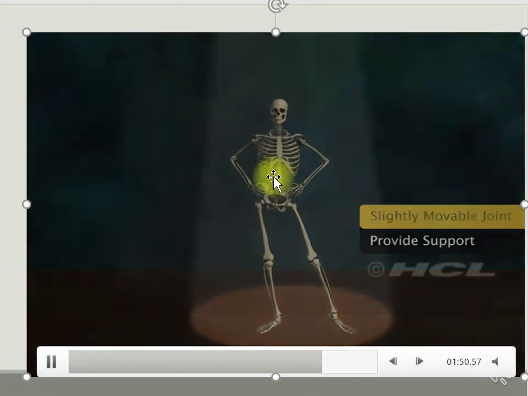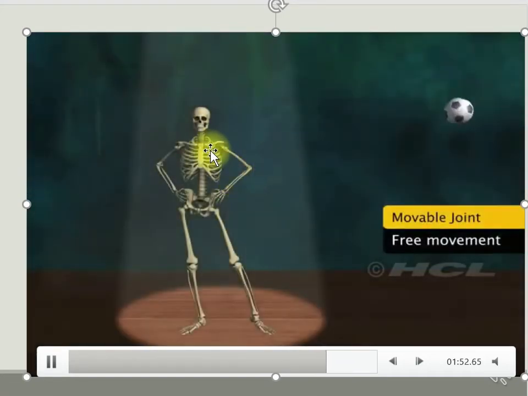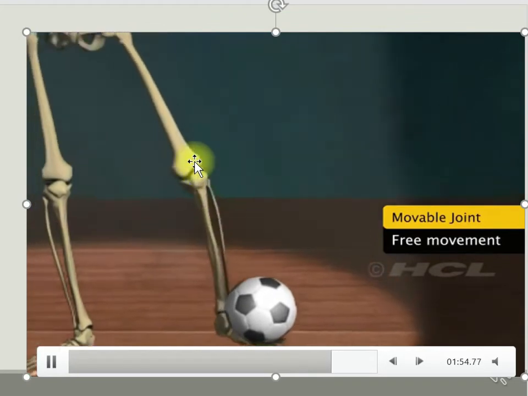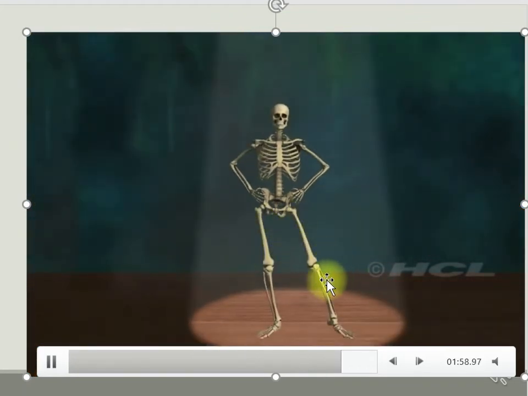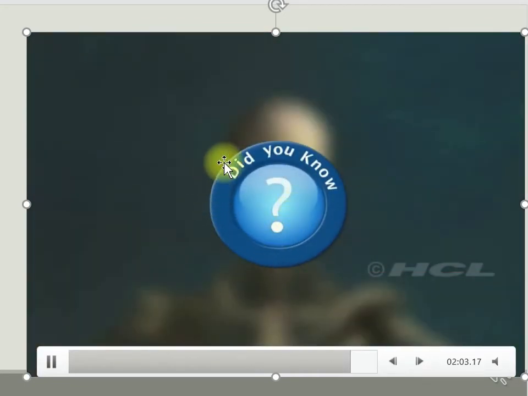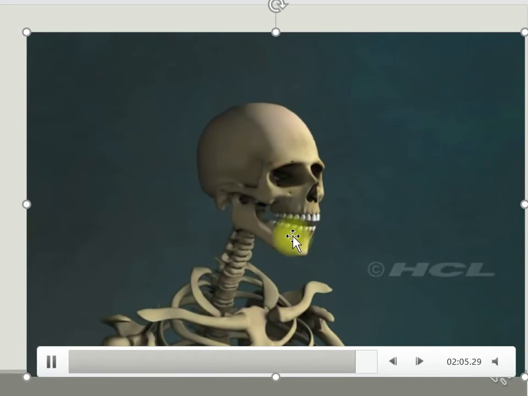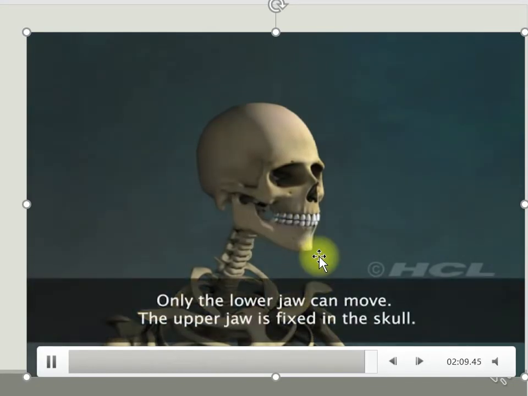You can see how the backbone provides support, and this is a freely movable joint. You can see free movement at the knee and at the hip joint. Now the face: you can see this lower jaw, see how it is movable. Only this bone is movable. This is the mandible and the upper jaw is the maxilla.